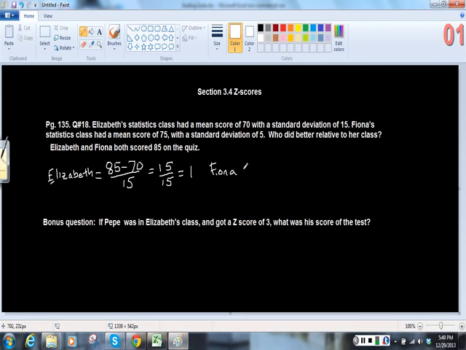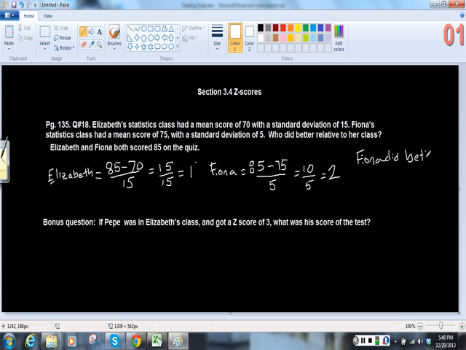Fiona's test score, you take her test score of 85 minus the mean for her class, which is 75, divided by her standard deviation of 5, so that's 10 divided by 5. It's a z-score of 2. So in this case, Elizabeth had a z-score of 1, Fiona had a z-score of 2, so Fiona did better.